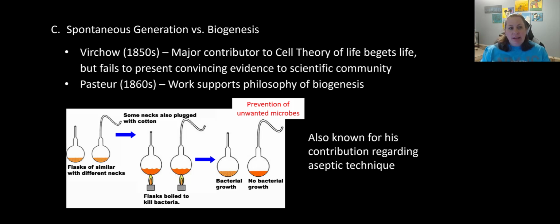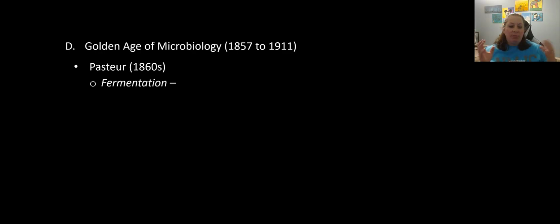Now, because of this work in the 1800s, we see that this is known as the golden age of microbiology. So the golden age of microbiology runs from 1857 to about 1911. And this is when microbiology really exploded, where lots of scientists made contributions that helped in this field. Now, Pasteur is one we just talked about in the 1860s. He did a lot of good work, and part of this is that he helped develop what we call the process of pasteurization. And he did this because fermentation was super important at the time.